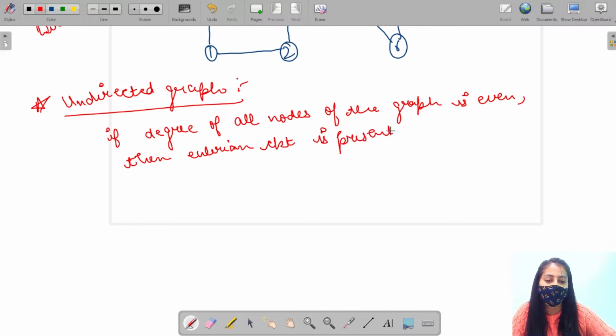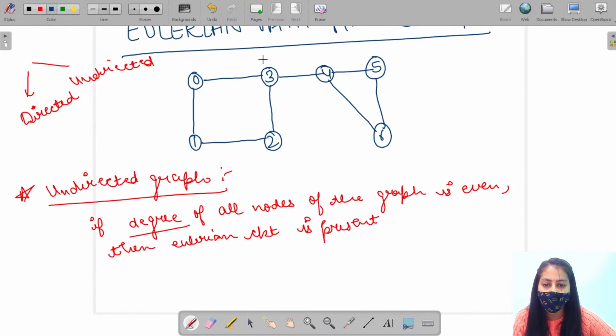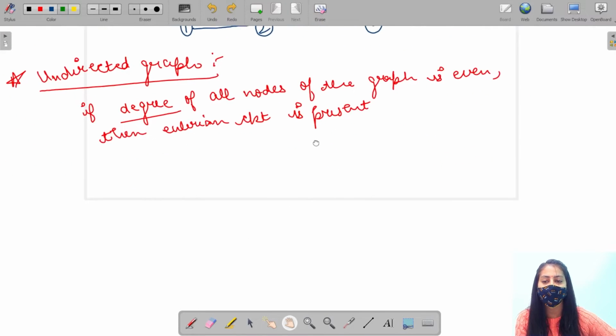So now what is degree? The degree of a node is the number of edges connected to the node, right? For example, the degree of this node is what? 1, 2, 3. Why? Because three edges are connected to this node. The degree of this node is 2. Why? Because two edges are connected to this node. The degree of this node is also 2, because two edges are connected to this node. So if in an undirected graph the degree of all the nodes is even, then an Eulerian circuit is present in that graph.